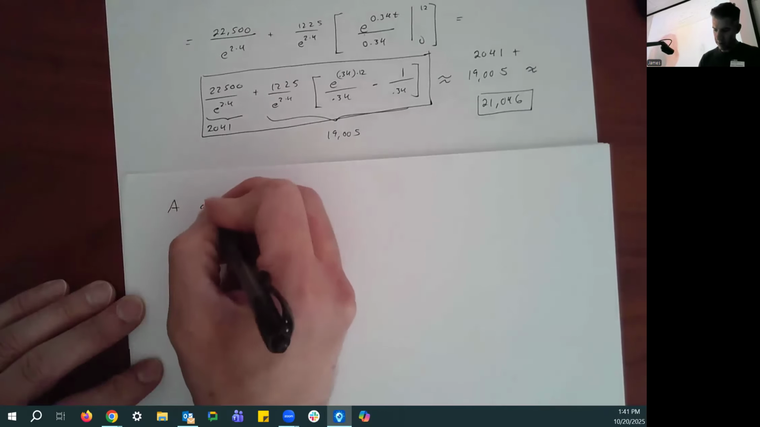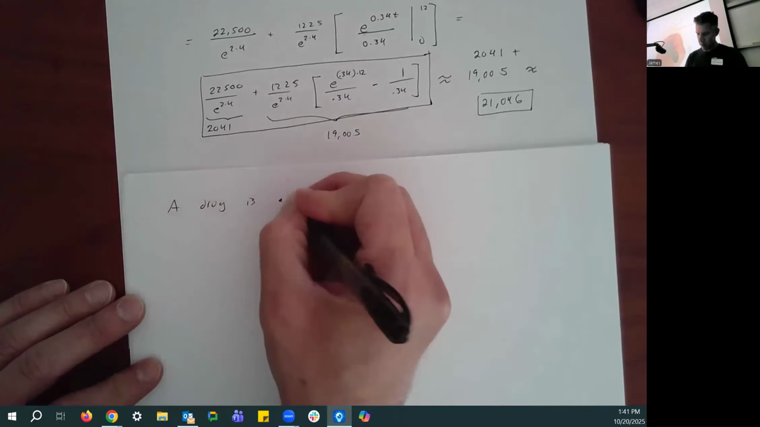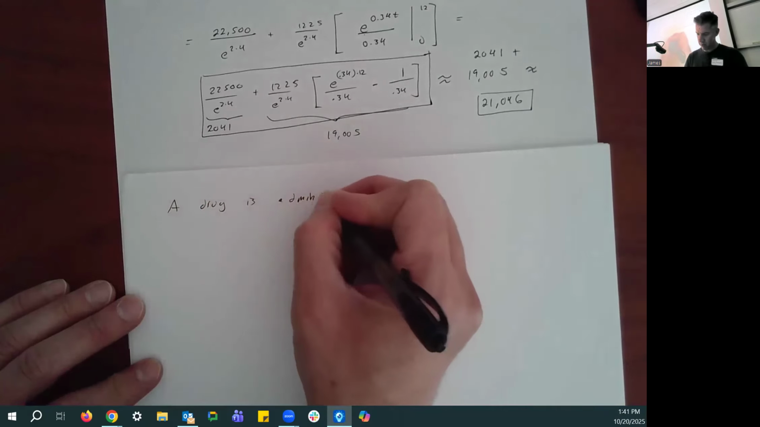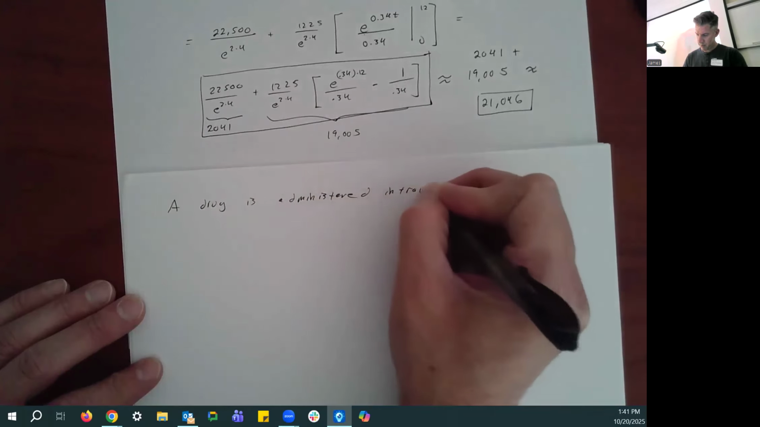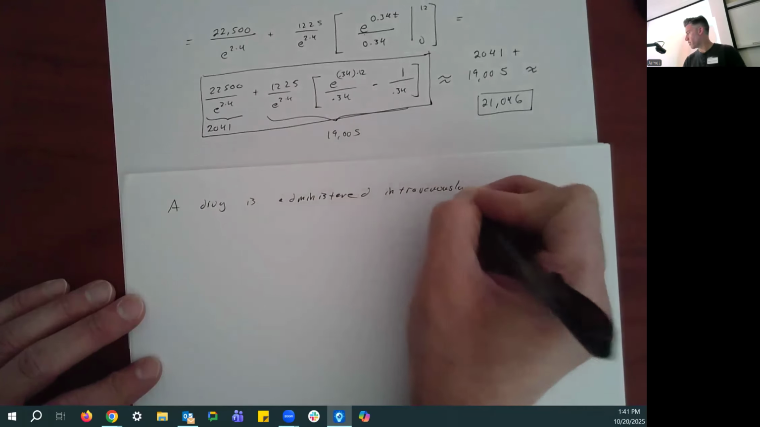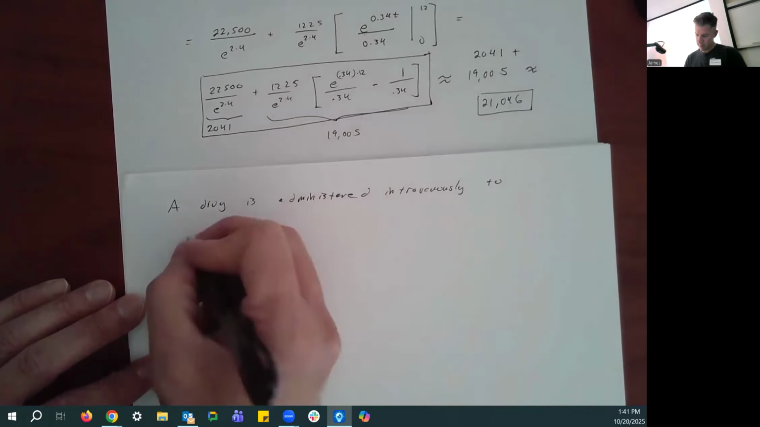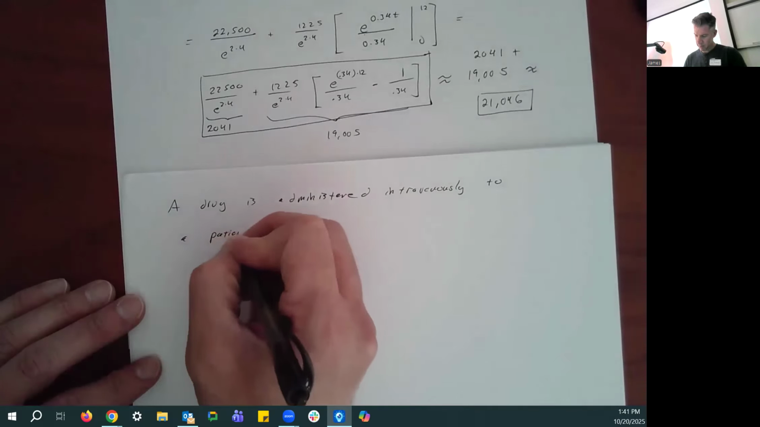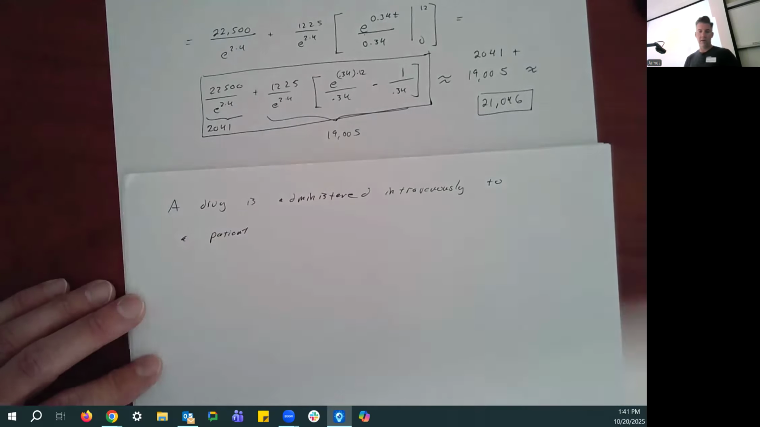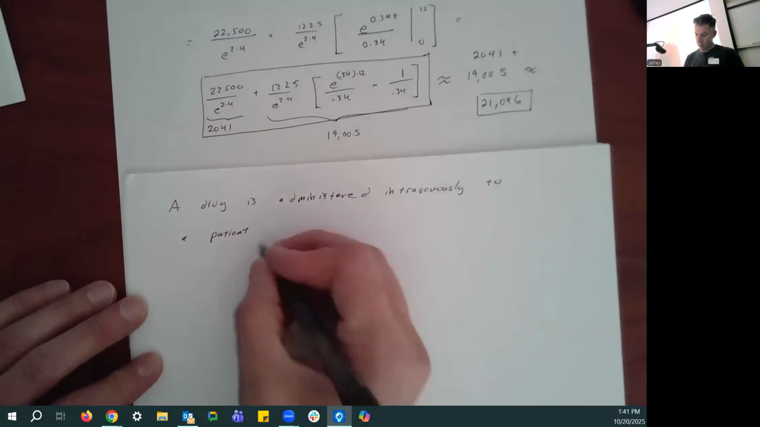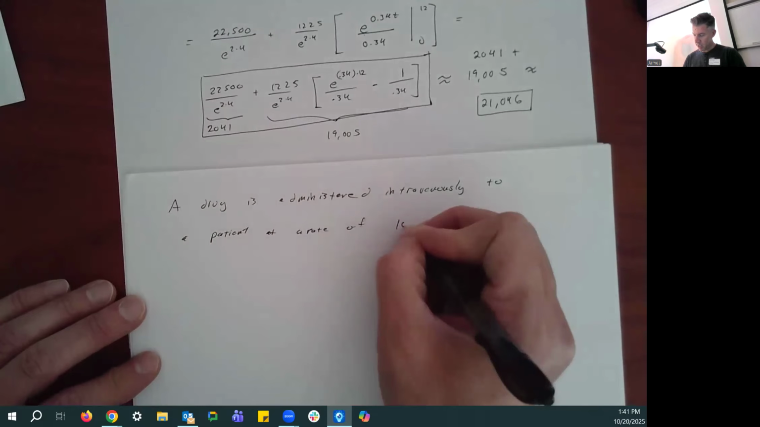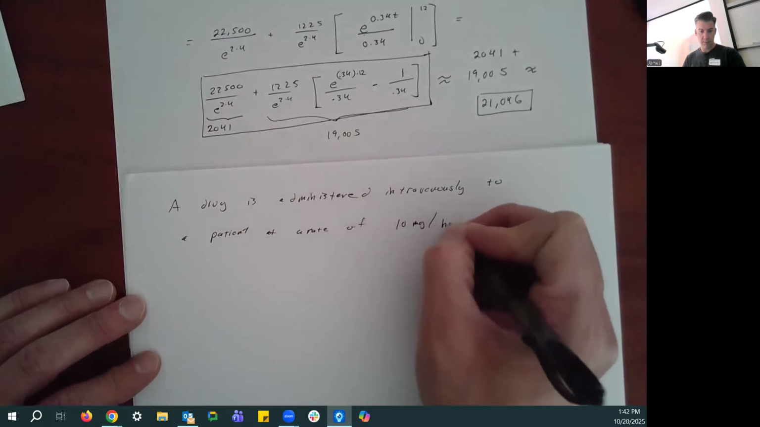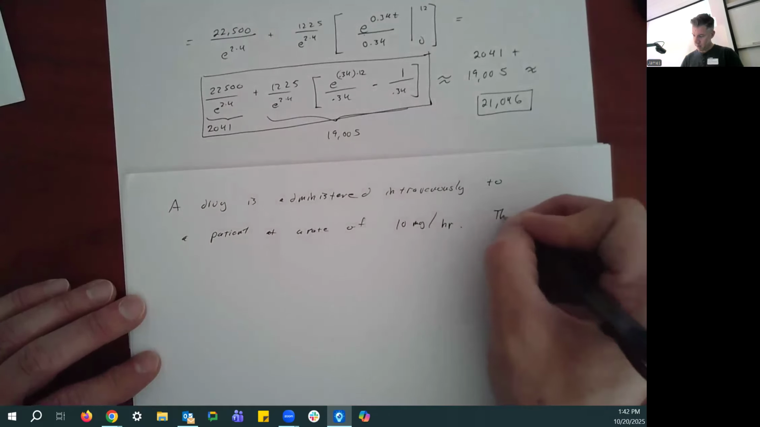The drug is administered intravenously to a patient at a rate of 10 milligrams per hour. The patient's body.